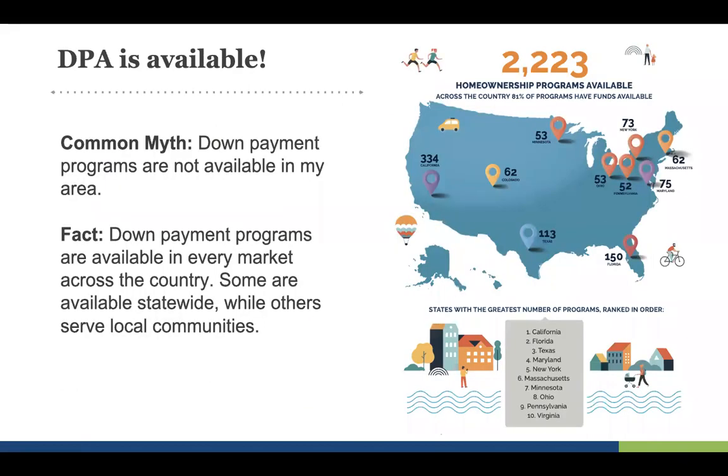So it's important to really note that these programs are everywhere. Some markets have more homebuyer programs than others, but there's a state housing finance agency in every state, and their programs are available statewide. So there's literally no county or market in the country where there isn't at least some kind of DPA or other homebuyer assistance.